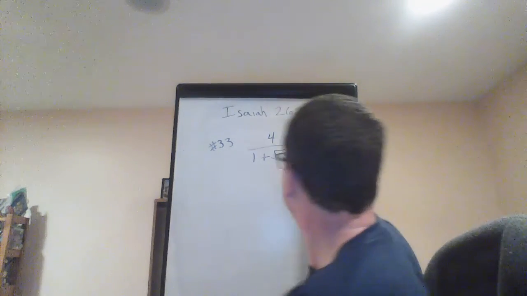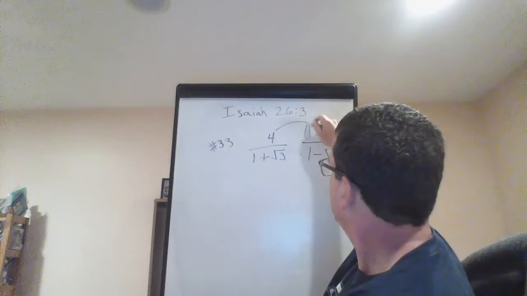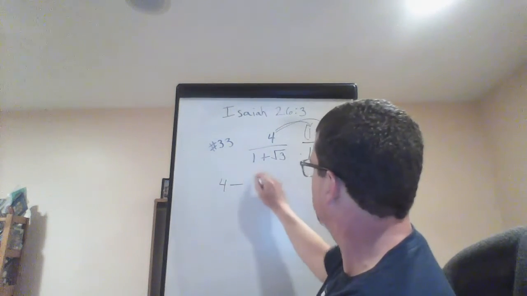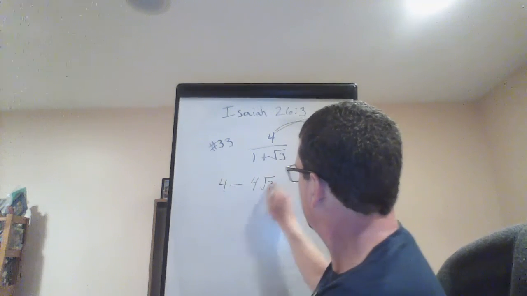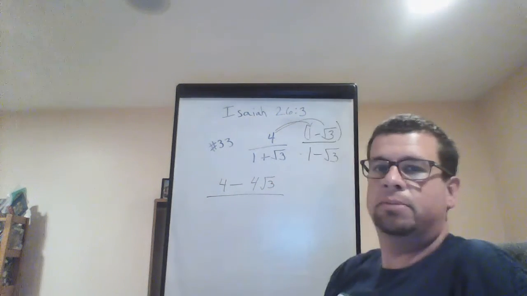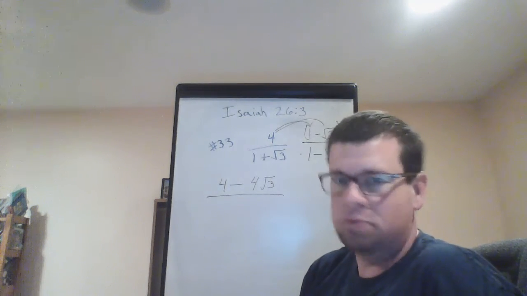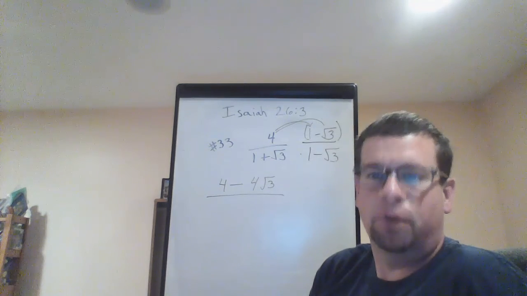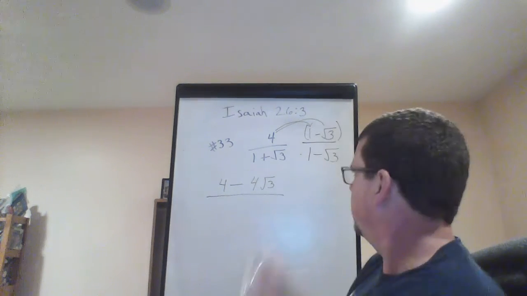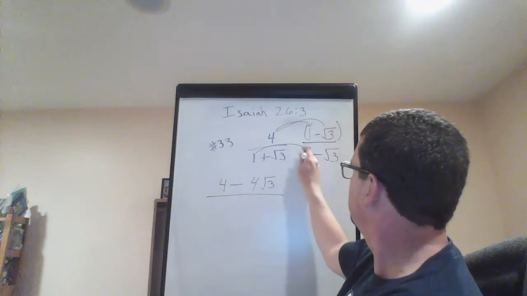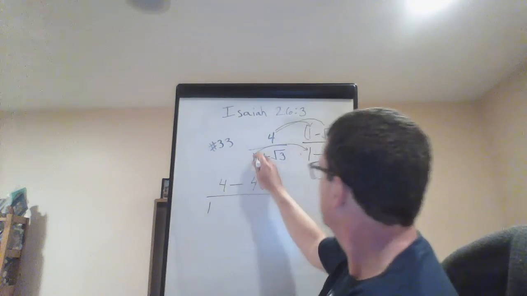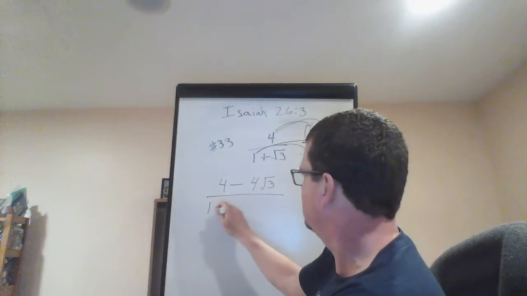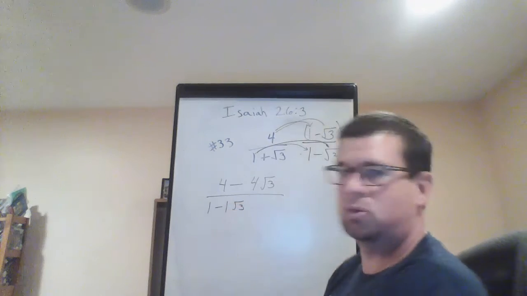Up top, this is just the distributive property. I want to do 4 times 1, that's 4, and minus 4 times the square root of 3. So nothing too interesting happening up top. The bottom, again, if you want to use FOIL, I will judge you for that. I prefer the double distributive property. So I'm going to multiply 1 times both of those things. 1 times 1 is 1, and 1 times the negative square root of 3, I'm just going to keep that a subtraction sign, is minus 1 times the square root of 3.